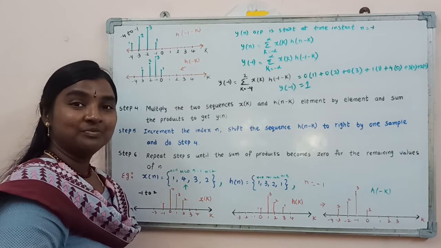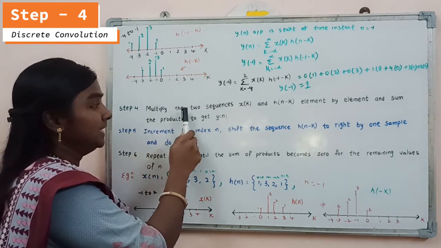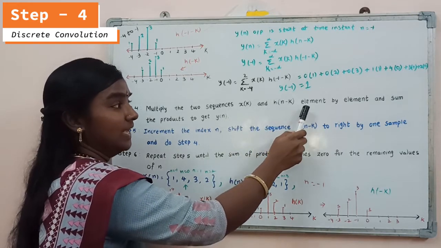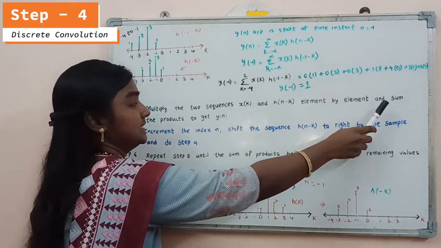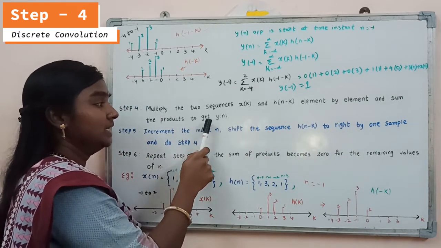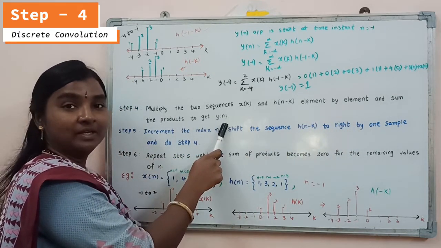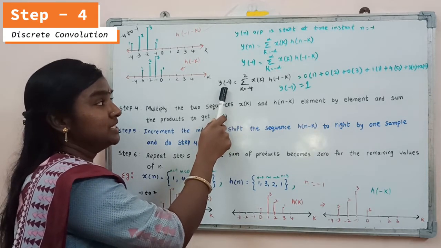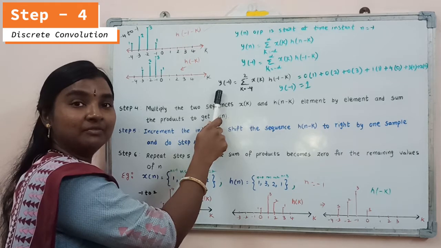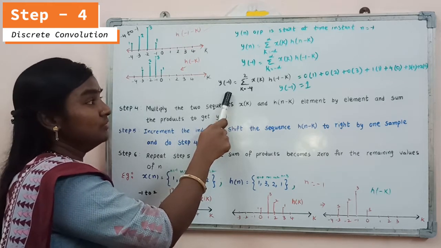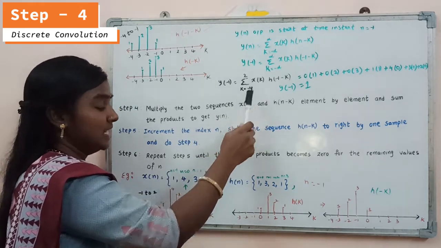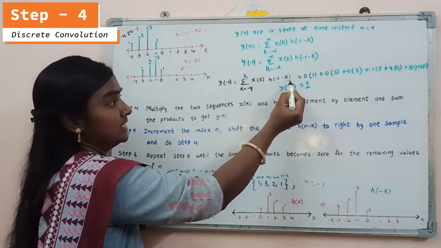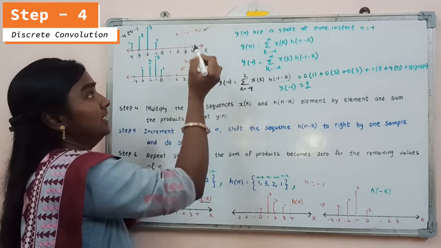Now coming to step 4, here multiply the two sequences x of k and h of n minus k element by element and sum the products to get output signal y of n. So firstly we are going to find the amplitude at the time instant n equal to -1, means we are finding y of -1. So for that one we need x of k signal, and that will be this one, and h of -1 minus k signal, and that will be here.